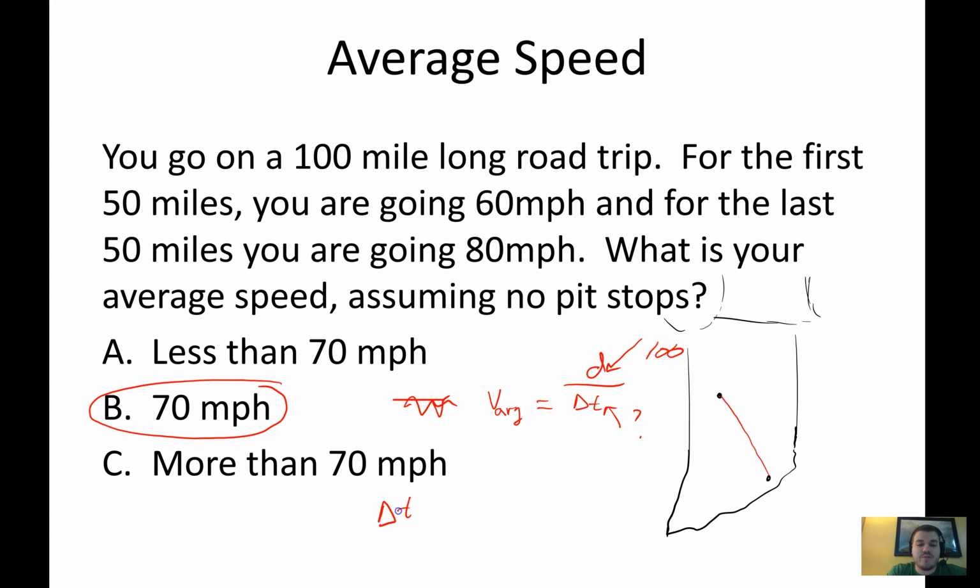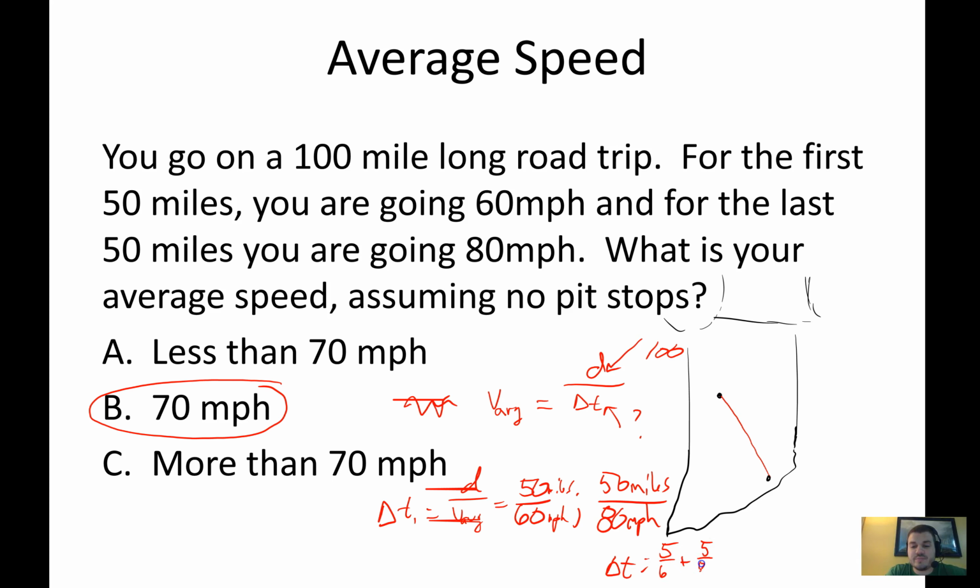For the first time interval, when I'm going 60 miles an hour, the time is equal to the distance divided by the average speed. So that would be 50 divided by 60. For the second one then, the time would be 50 miles. Let's make sure I put in units. Miles per hour. Divided by 80 miles per hour. So my total time is 5/6 plus 5/8. Right? This is my delta t, is 5/6 plus 5/8.